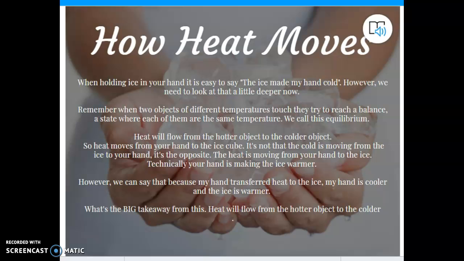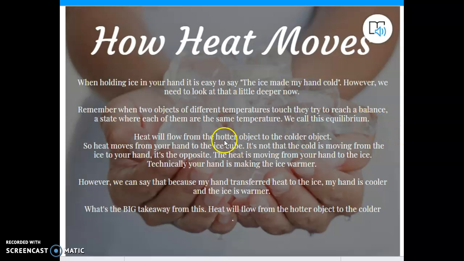Now, remember, when two objects of different temperatures touch, the goal of these two things touching is to reach a balance. It's a state that we would call equilibrium, where both of them are the same temperature. And I know you're thinking, well, Mr. Bullens, that's not possible. The ice would melt and turn into water, and eventually the water and your hand, if you could hold it there long enough, would become the same temperature.